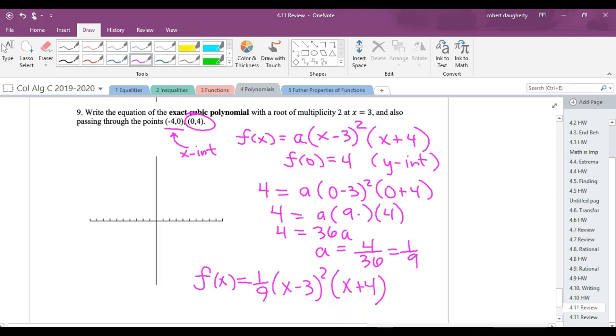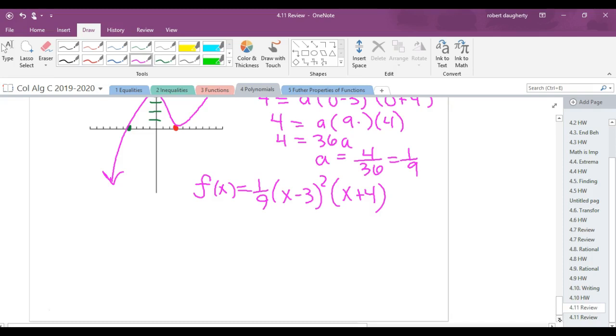If I'm graphing this, 1, 2, 3, it does not cross the axis here. It only crosses at -4. The y-intercept is at (0, 4). And since this is a cubic with a positive coefficient, it's going to have to do something like this. And that is it.